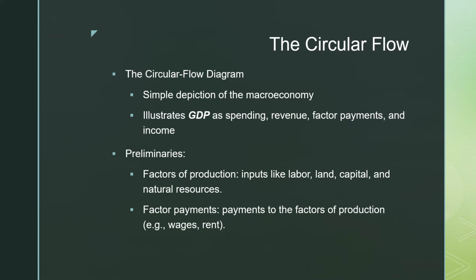Well, before we actually go through the circular flow model, I just want to make sure that you do remember your principles of microeconomics. So here, when we talk about the factors of production, we are talking about inputs like labor, land, capital, and natural resources. And when we talk about the factor payments, it's the payments to the factors of production. For example, if you provide labor, in return, you receive wages. If you provide land or capital, in return, you're going to receive rents.